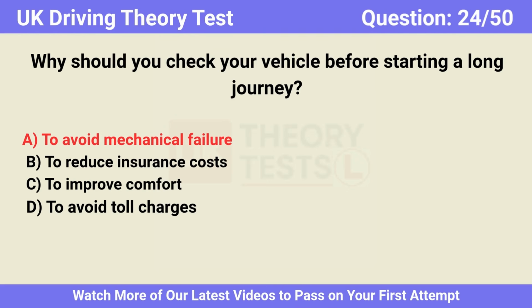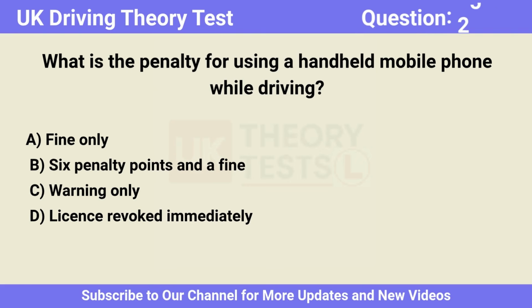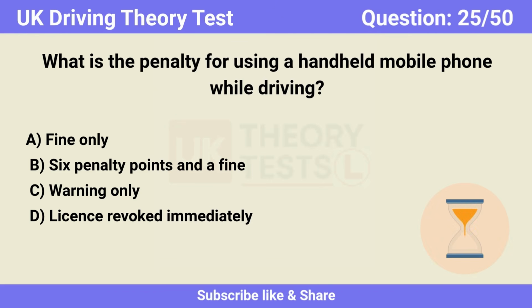Correct option is A. To avoid mechanical failure. What is the penalty for using a handheld mobile phone while driving? A. Fine only. B. 6 penalty points and a fine. C. Warning only. D. License revoked immediately.